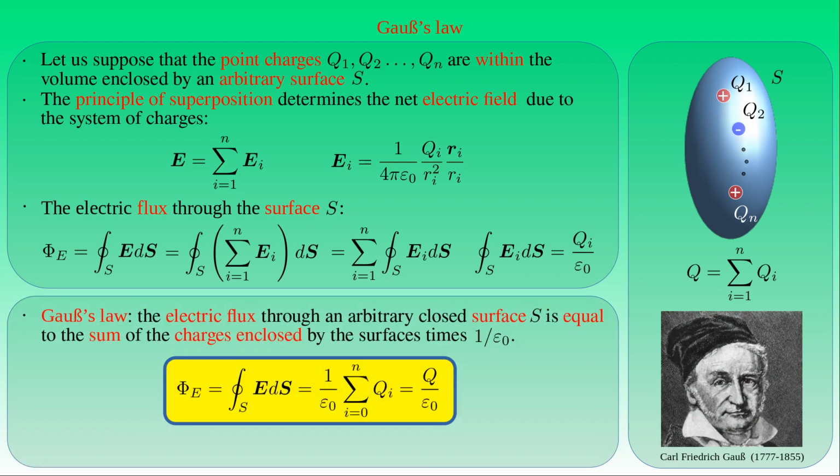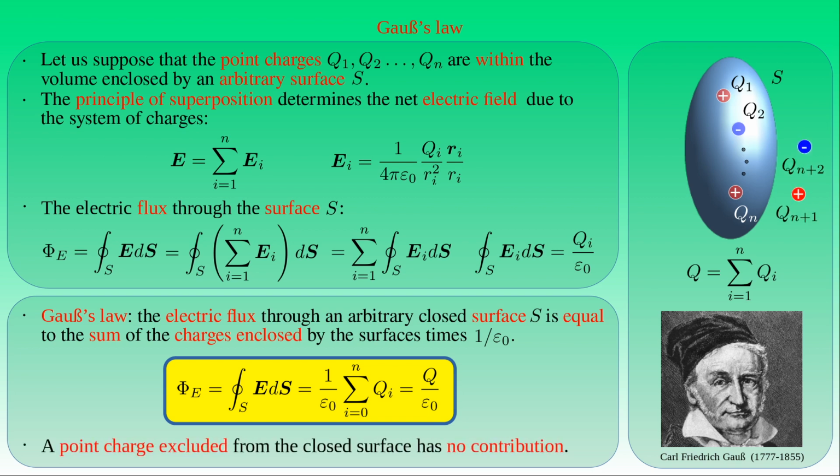The electric flux through an arbitrary closed surface S is equal to the sum of the charges enclosed by the surface, times 1 over epsilon naught, that is, the total charge Q within the volume enclosed by the surface, times 1 over epsilon naught. If a point charge is outside the closed surface, then it has no contribution to the electric flux through the surface.